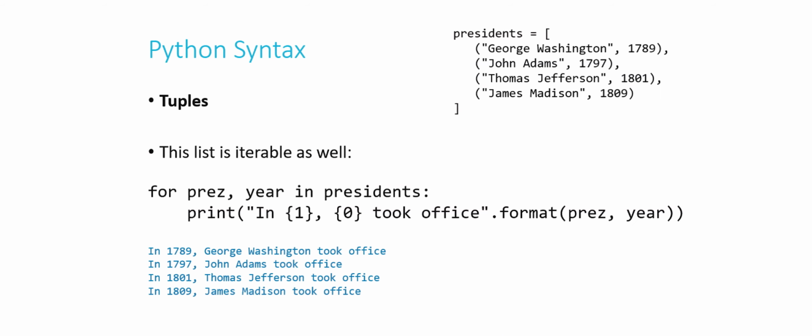But you can probably guess what this is going to do. It'll print out the following. In 1789, George Washington took office. In 1797, John Adams took office, and so on. It's going to iterate through the list and print out each tuple, plugging in its values. And because I have the 1 and 0 there, as opposed to just leaving them blank, it swaps the order of them. Okay?